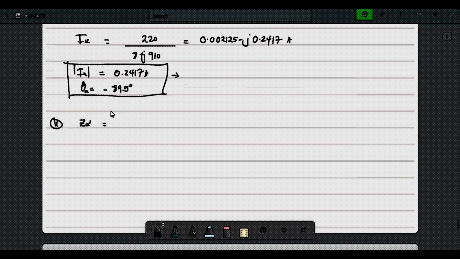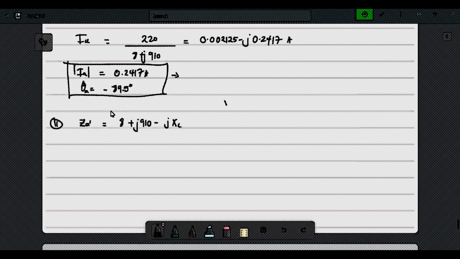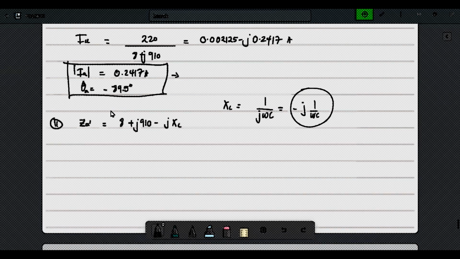This is a new value. The resistance part will not change, right? What will change is simply the reactance part, j90 minus jXC. This is the reactance of the capacitor. Why is it minus? Remember that the reactance of the capacitor is simply 1 over j omega C. So when you simplify this, take a j on top, multiply by j both on top and bottom, you end up having negative j over omega C. You know this, right? So that's the reason for the minus here.